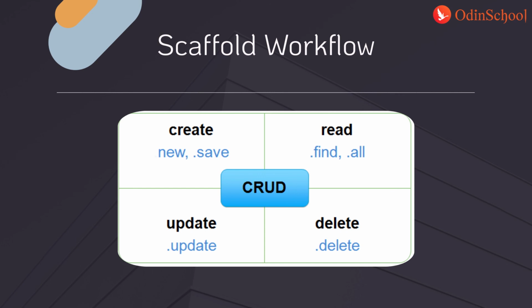Create will use new and save method. Read will use find and all method. Update will use update method. Delete will use destroy method. Okay, that is called basic CRUD operation. This is how your scaffold is working.